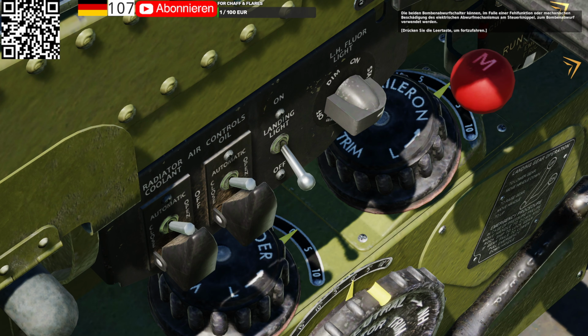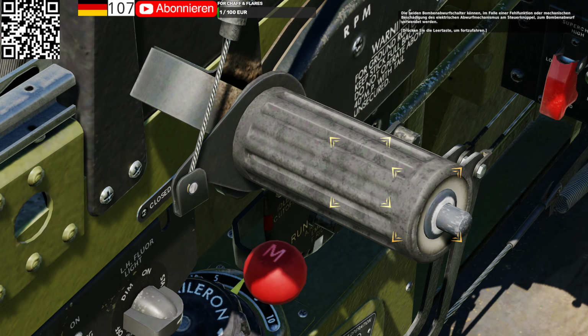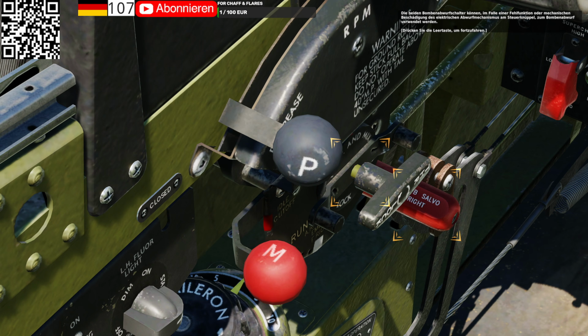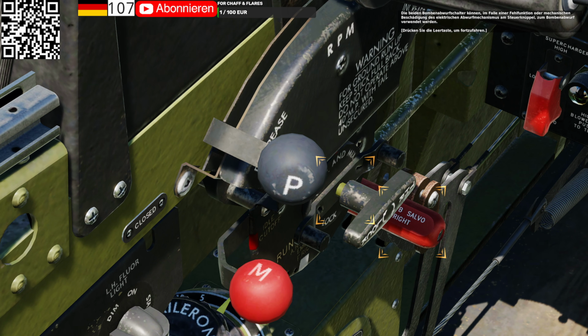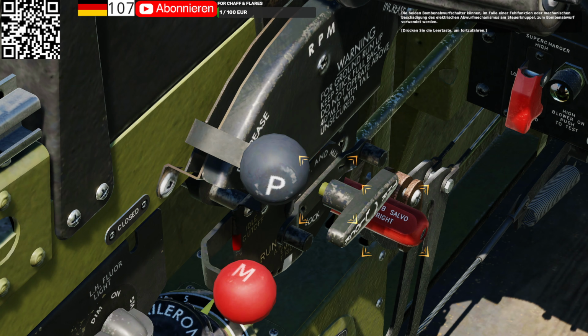The 2 bomb salvo handles located forward on the left side can be used to mechanically release the left and right bombs in case of damage or a malfunction leading to a failure of an electrical release using the normal bomb rocket release switch on the stick.